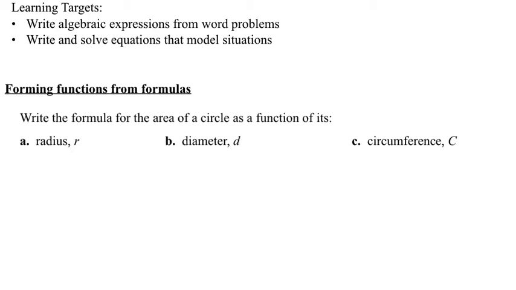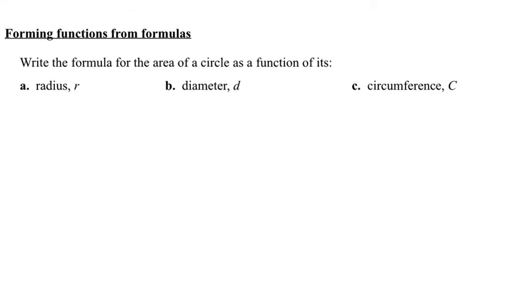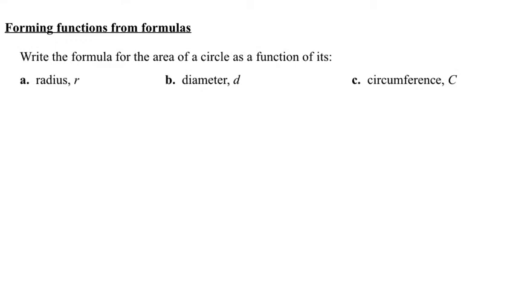So let's start off with forming a function from a formula. Our directions say write the formula for the area of a circle as a function of its radius, diameter, and circumference. So let's start off with writing the formula as a function of its radius, and that one's pretty much just citing the formula where the area is pi times r squared. So this is a formula for the area in terms of the radius.